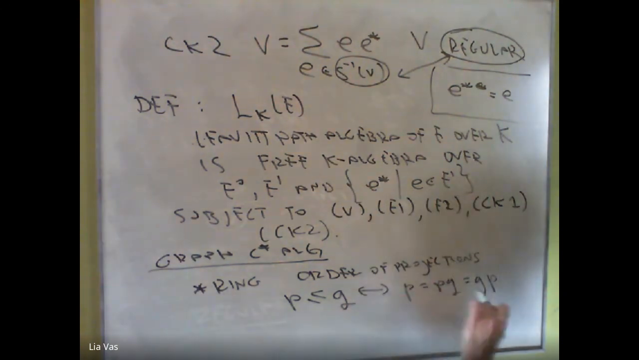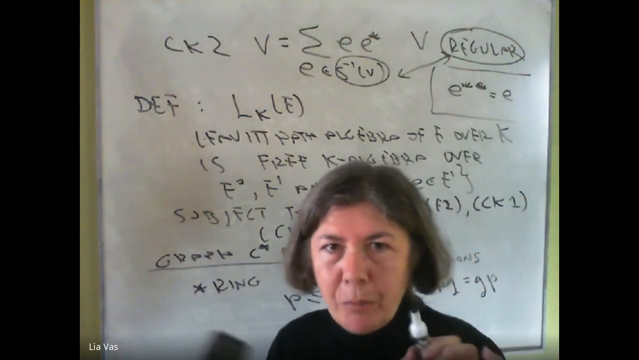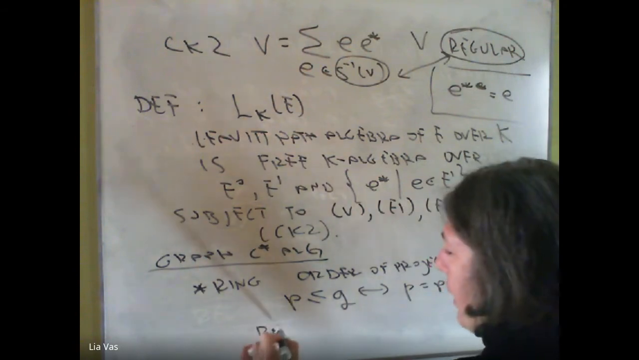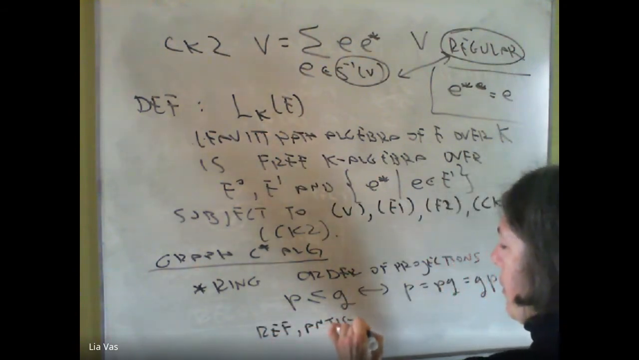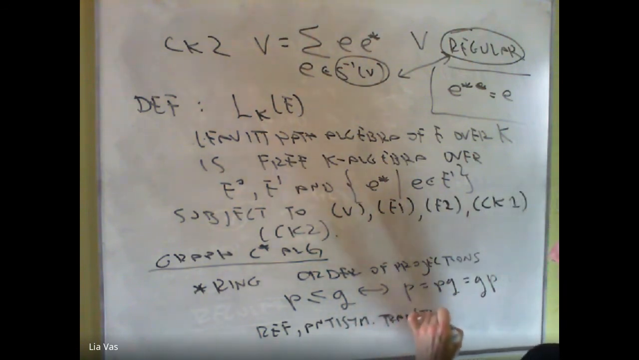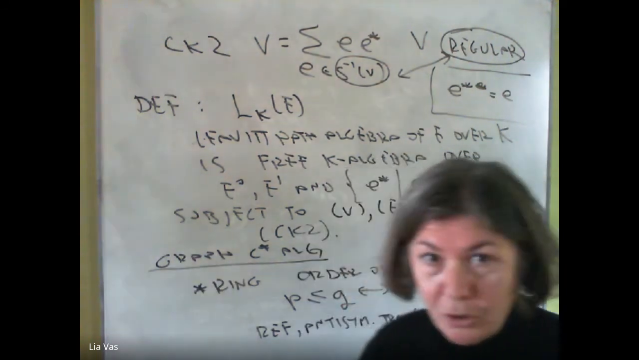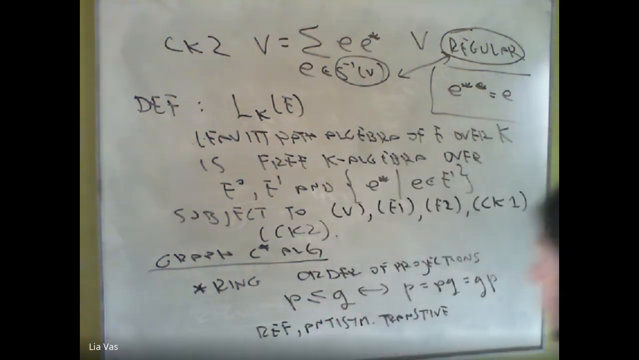So this is the order. Again, when I say order, if you're not sure what that means, please interrupt and ask me. So this means that it's reflexive, anti-symmetric, and transitive. A little exercise for you: write down that that is indeed so. Write down that this is indeed all these things that I'm telling you, right?